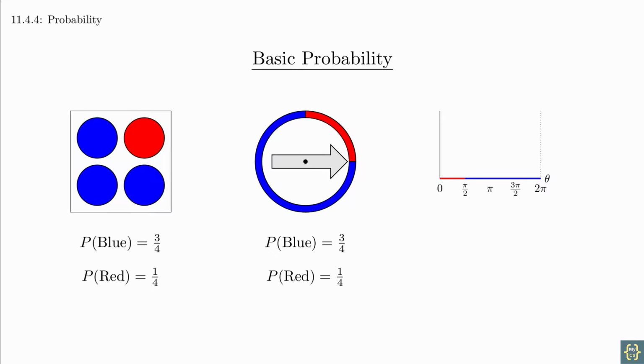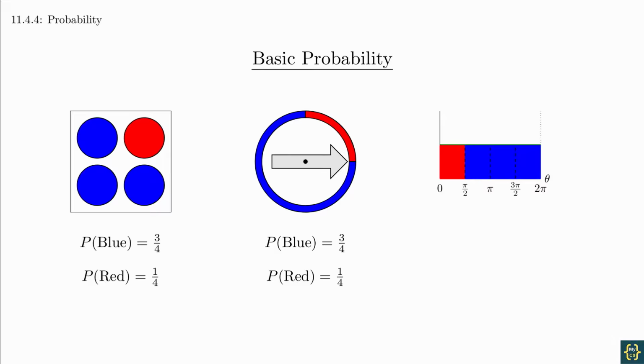If our spinner is perfectly fair, then every single value from 0 to 2 pi would be just as likely as every other, and so we should be able to represent the probabilities with a constant line. We can then color from the theta axis up to the line to create a geometric representation of the probability. Notice that the ratio of the areas gives us the same results as before.